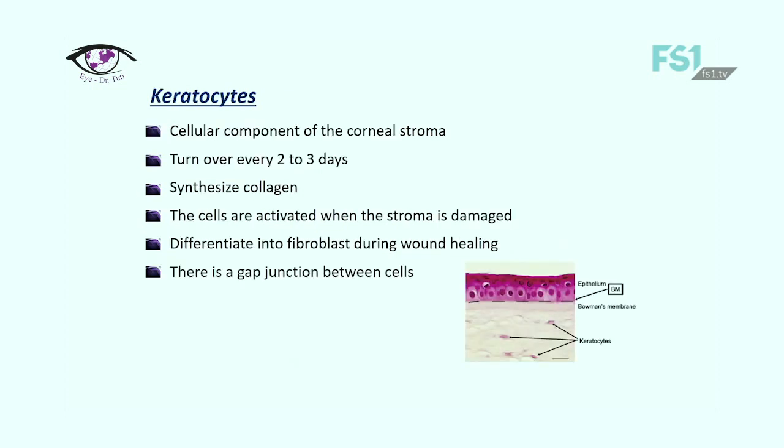Keratocytes. Keratocytes are the cellular component of the corneal stroma, and normally they turn over every 2 to 3 days. They synthesize collagen. The cells are activated when the stroma is damaged. They differentiate into fibroblasts during wound healing, and there are gap junctions between cells.